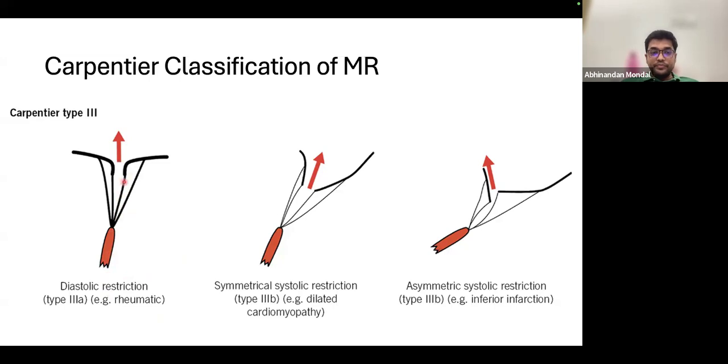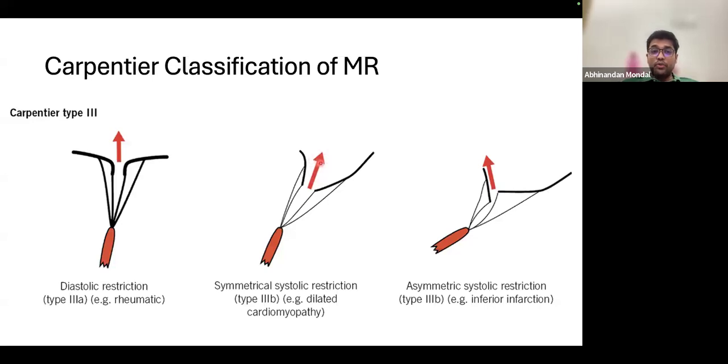You can see that if both leaflets are equally involved, the jet is more or less central. And you can also see in this image that with an affected leaflet, the jet is actually directed towards the affected leaflet.